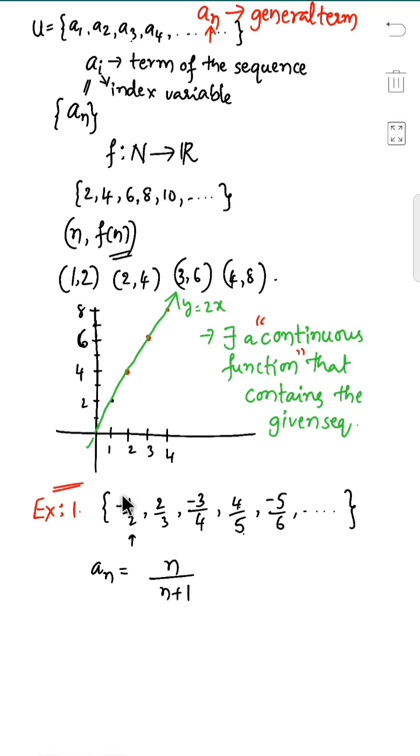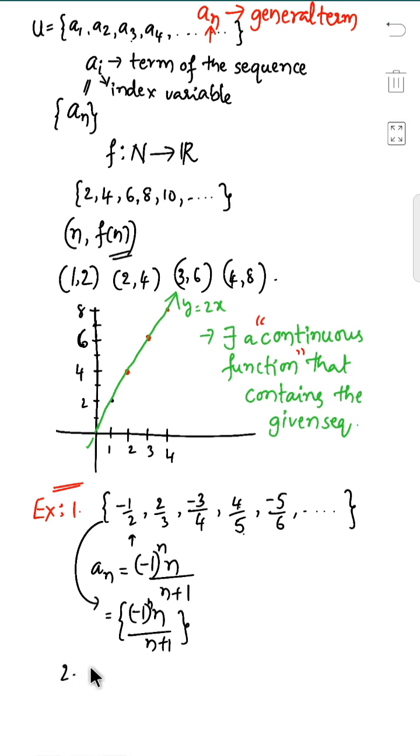And for the odd terms, this is the first term, third term, fifth term, there is a negative sign. For the even terms there is no negative sign. This can be produced simply by minus 1 whole to the power of n. So this entire sequence can be represented by minus 1 whole to the power of n into n by n plus 1. With the general term we can define this sequence like this.